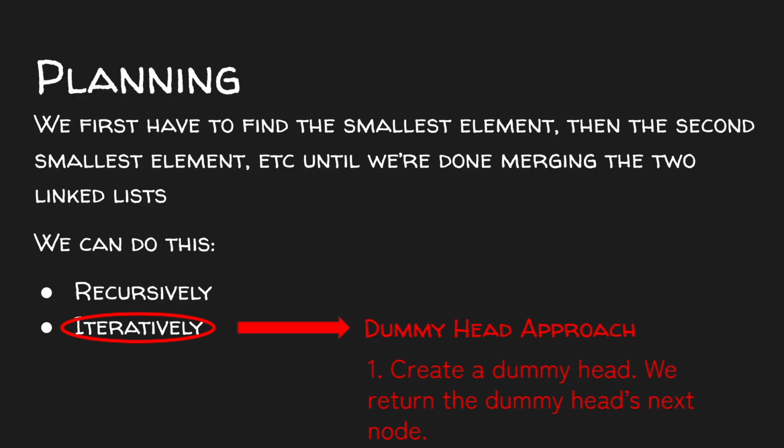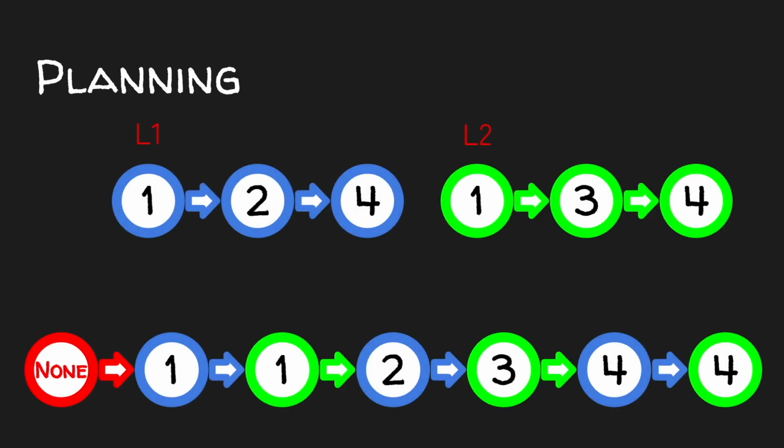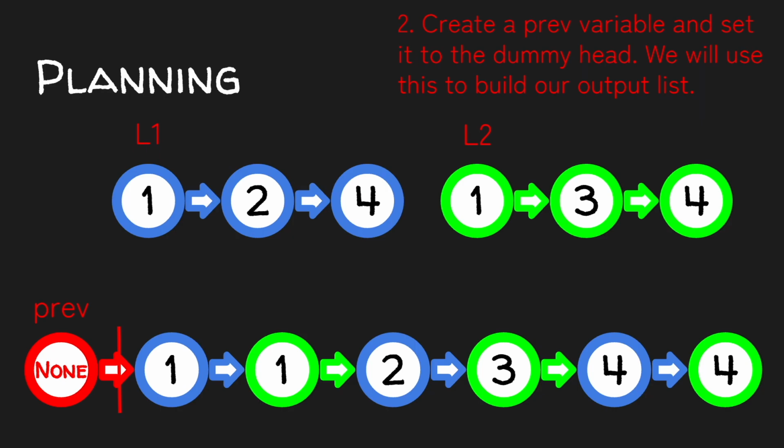Alright, so let's go ahead and use the example 1 they provided us to brainstorm our solution. L1 is 1, 2, then 4. And L2 is 1, 3, and 4. And the output list consists of nodes 1, 1, 2, 3, 4, and 4. Alright, so since we need to build our output list, let's create a prev variable that we can build off of, and we can initialize it to our dummy head.